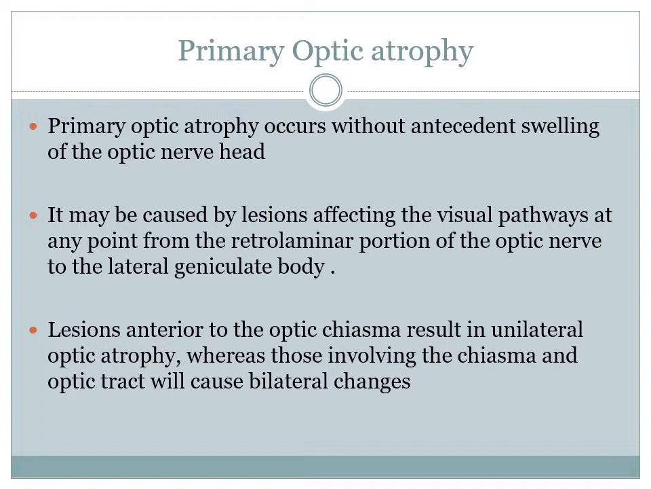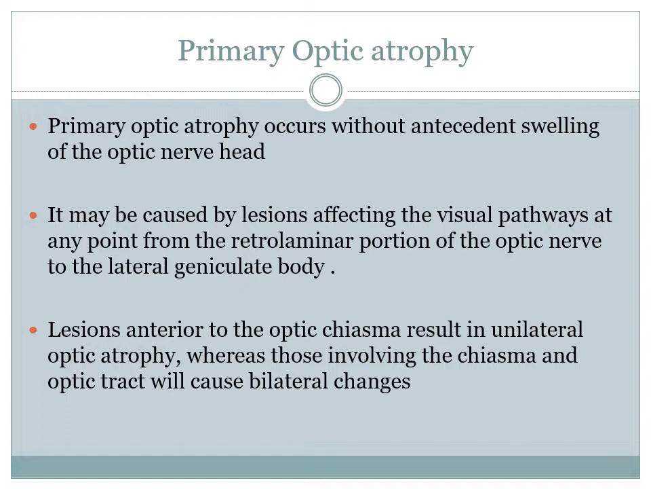So, what is primary optic atrophy? Primary optic atrophy occurs without antecedent swelling of the optic nerve. So the optic nerve head is not previously affected by any disease, either papilledema or papillitis, but the optic nerve undergoes degeneration and ultimately atrophy. This is known as primary optic atrophy.